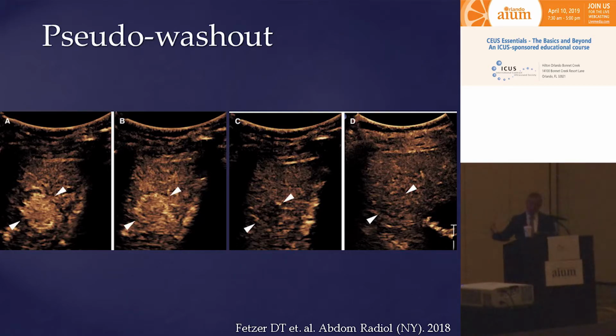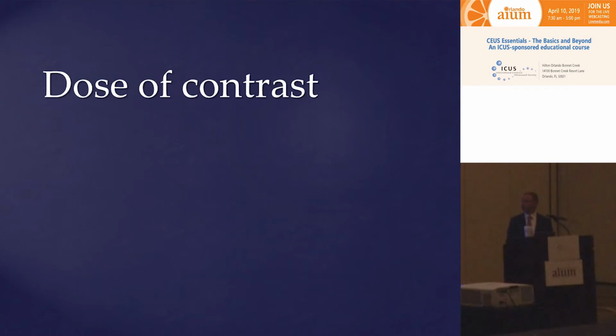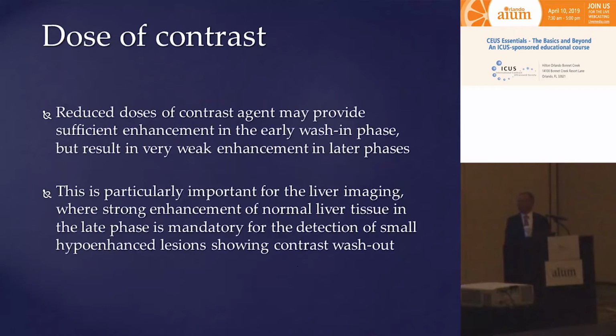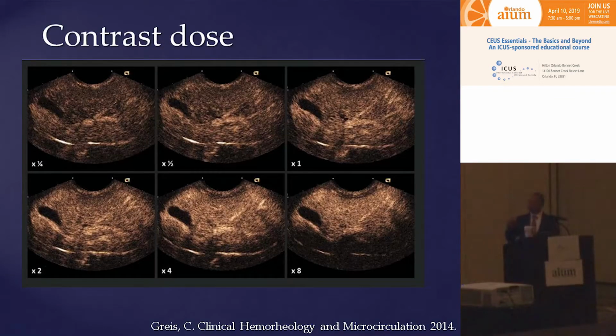If it's true washout, when you go back to this lesion and scan it 5 minutes after contrast injection, it will demonstrate washout. But if it's a fake washout after re-injection, you will not see washout, and that prevents you from calling this lesion a malignant mass. And finally, let's talk a little bit about the dose of contrast.